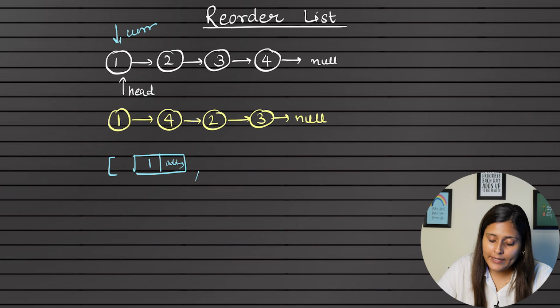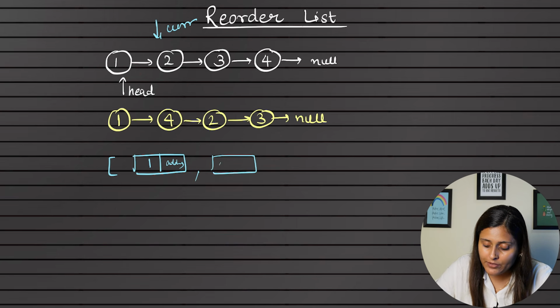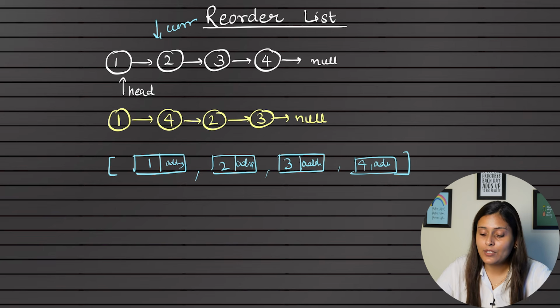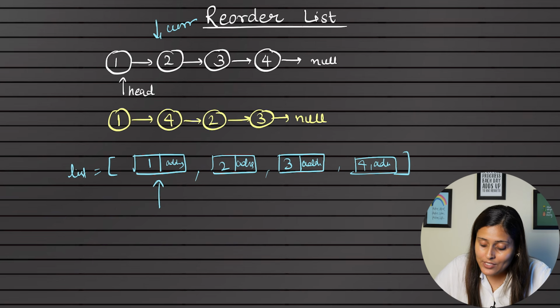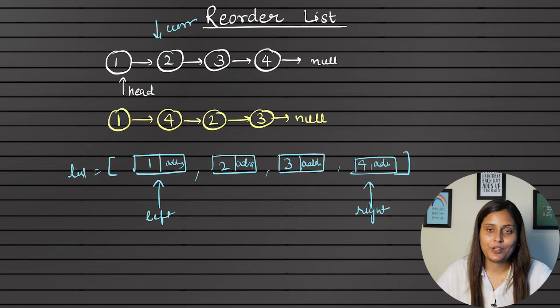Now current we will move ahead to 2 and again the 2 node we will save here, and 2 will have the address of 3 and so on, okay? So I am saying instead of saving the values, let's save the node here. Now what will happen? As this is a list, it will have indexing also. So at 0 index, let's start the left pointer, and at the last index, let's name it right pointer.